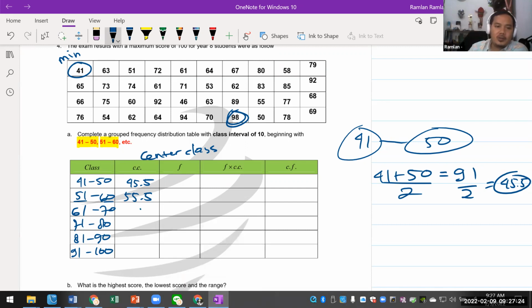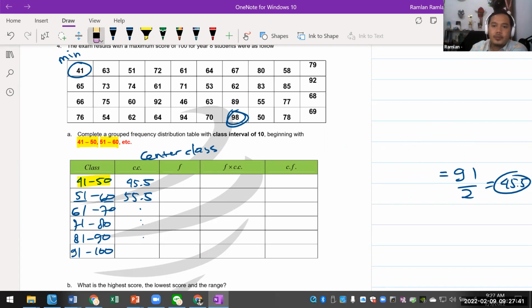Okay, so you know how to do this one, and then let's find the frequency. You do the same exact thing like before, but this time we're not going to do it one by one. We're going to do it in groups. The first group that we're going to find the data for is from 41 until 50.